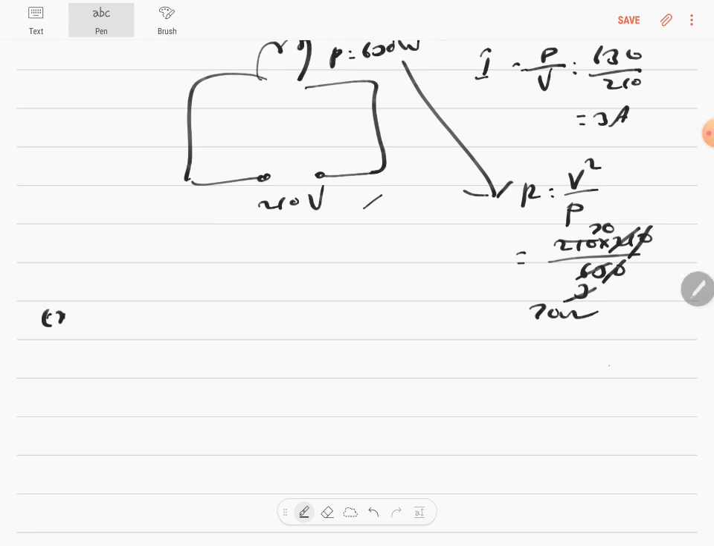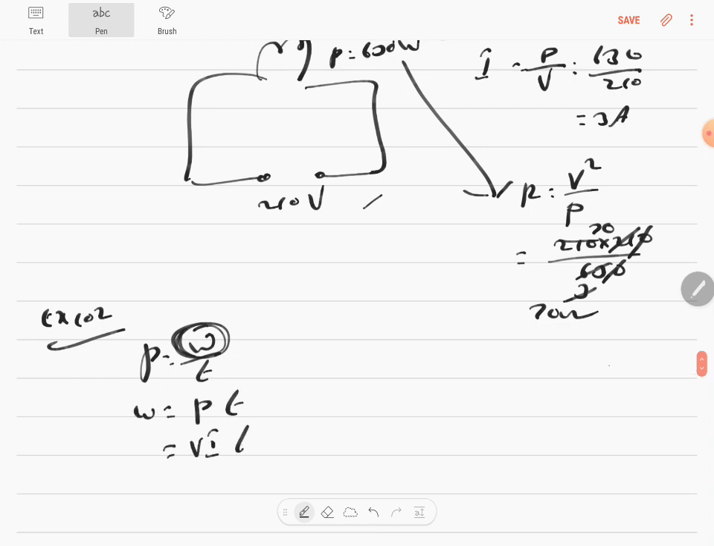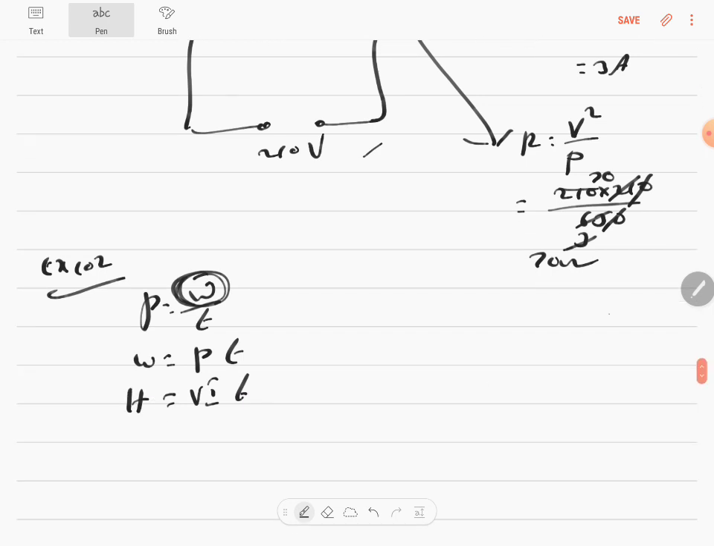So example 102. A 10 volt storage battery of negligible internal resistance is connected across a 50 ohm resistor made of alloy manganese. How much heat energy is produced in the resistor in 1 hour? Heat energy, power is the rate at which work is done. So heat energy is this W, which is power into time. Power itself is VI into T. So the heat energy is basically VIT. You can take VIT if you know the time. But in this question they have given resistance. So you can write I as V by R, so V square by R into T. That solves your problem.